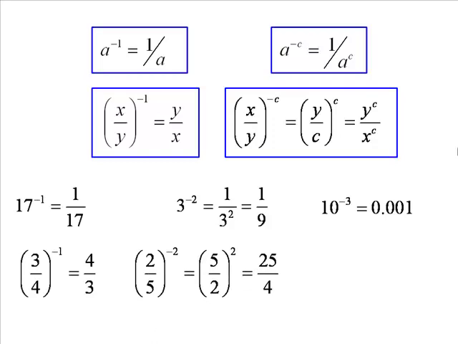Here's another example, a fraction, 2/5. If you take that to the power of minus 2, you just turn the 2/5 upside down to make 5 halves, square both parts, so we get 25 over 4.